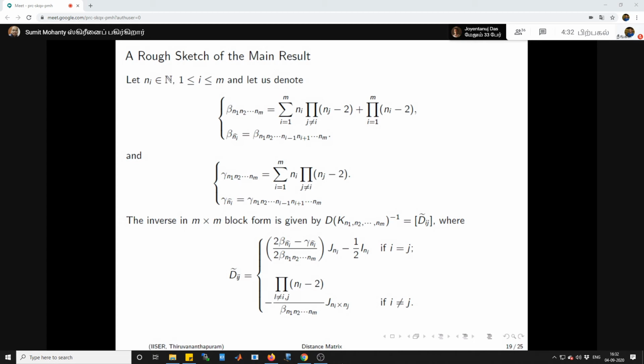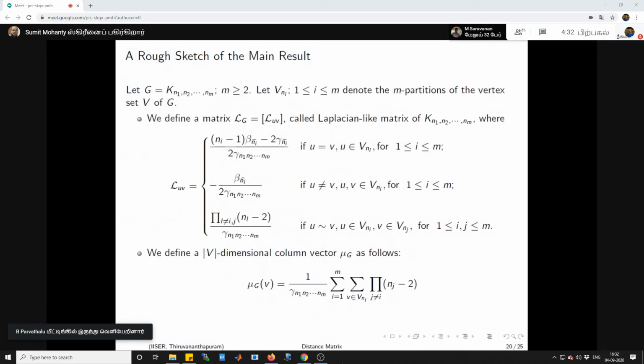But we are not interested. We are interested in that Laplacian-like form, rank 1 perturbation of Laplacian-like. In this case, our choice is the complete M-partite graph, where each partition is denoted V_i, with cardinality n_i. In this case, the Laplacian-like matrix for this turns out to be this.